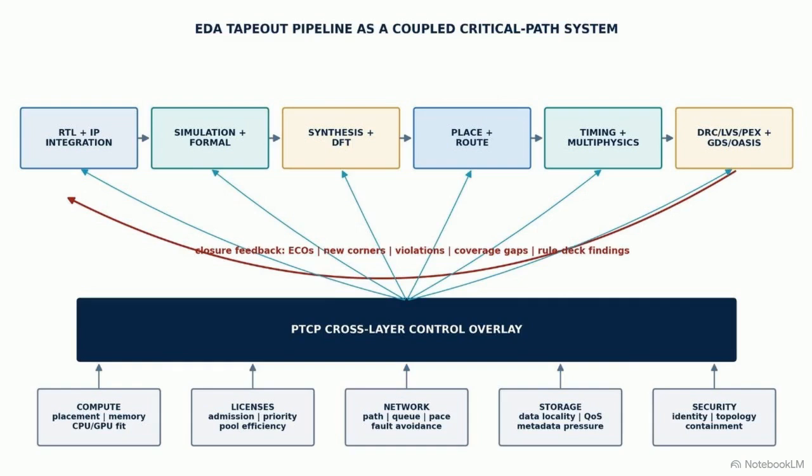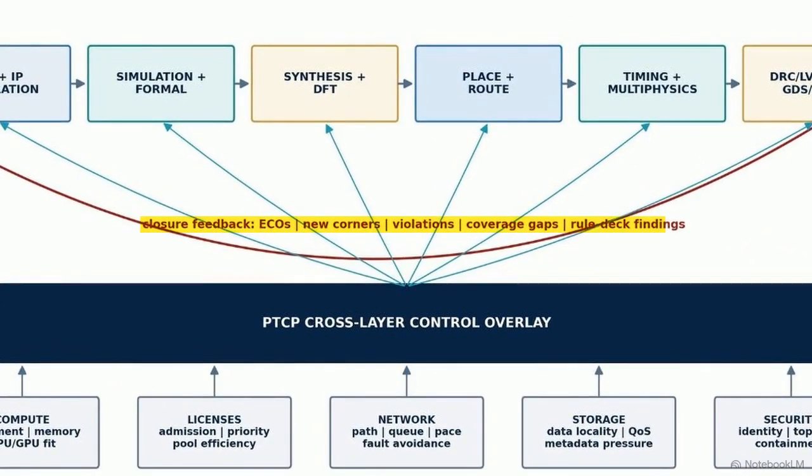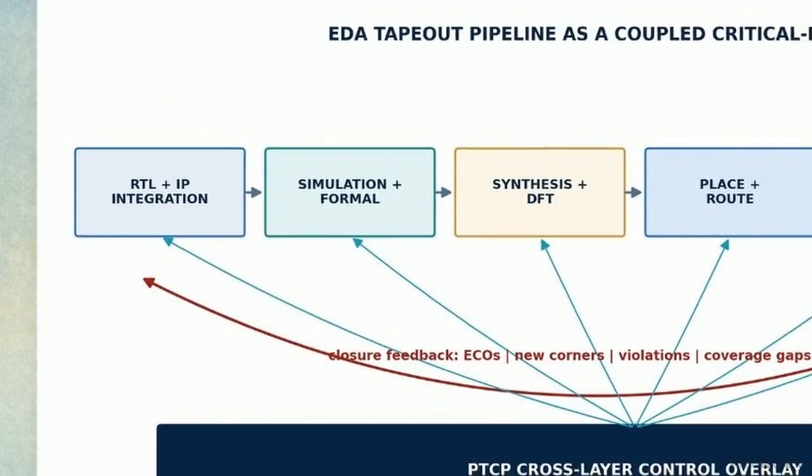However, the red arrows indicate iterative closure feedback, engineering change orders, timing violations, and rule deck findings. Every time a design loops back, the wait times between these stages compound. A 10-minute delay waiting for a license across thousands of parallel regression tests can push a sign-off merge into the next operational shift.